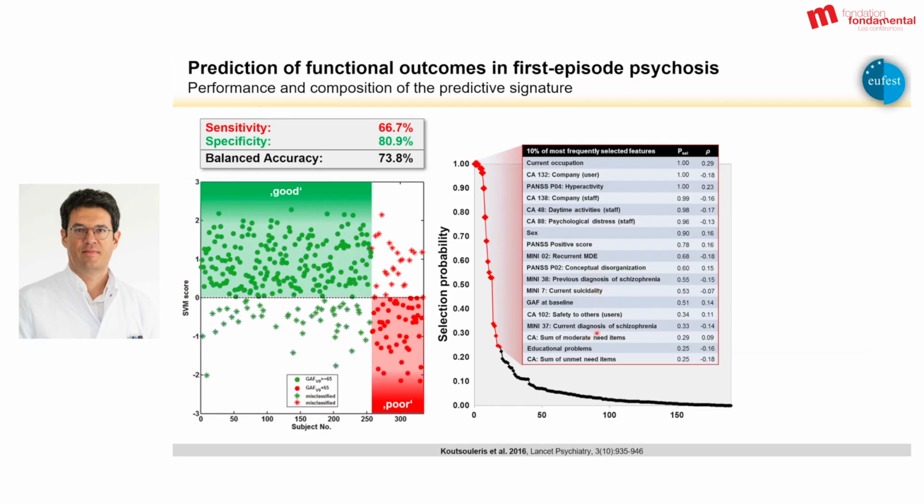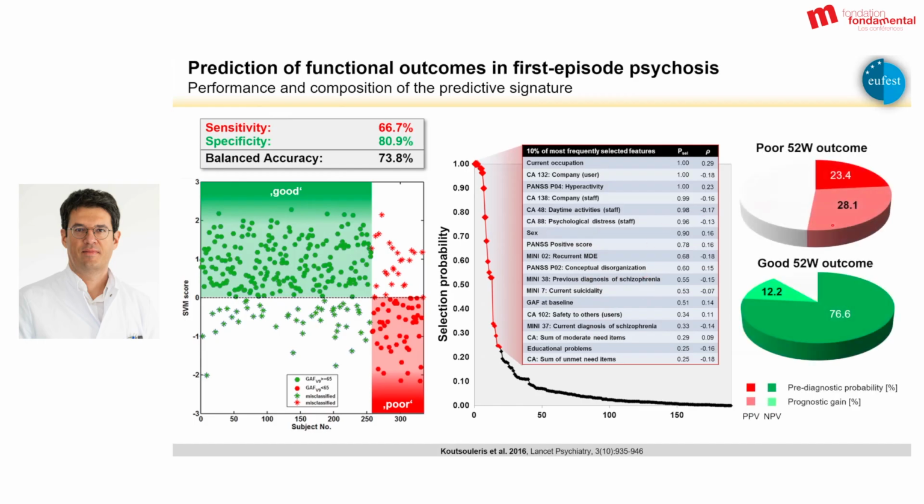And then you have, of course, previous diagnosis of schizophrenia. This is predictive of poor outcome, and male sex was also predictive of poor outcome, as has been described in the literature. So when we do that, we can increase the prognostic certainty. The baseline prevalence of poor outcome was 23% after 1 year, so it's a 52-week outcome, and good outcome was 77%.